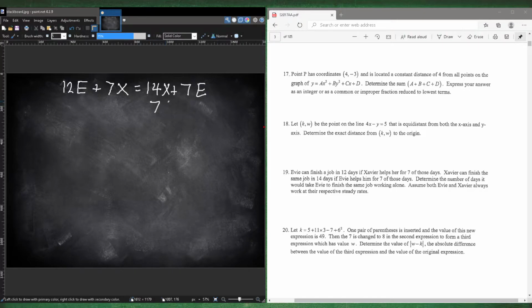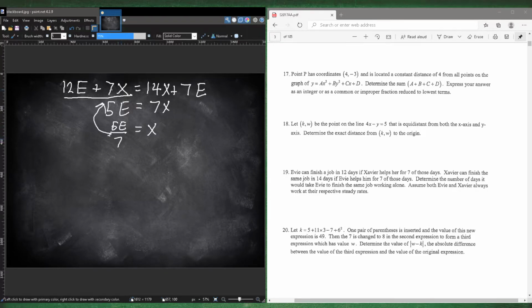So from here, that means 7x is equal to 5e. Since we want to find Evie, we have to put Xavier in terms of Evie, so that's 5e over 7. Then if we want to find Evie's time to finish, we just need to substitute in one of these equations. So let's just choose this one. I'm going to substitute my 5e over 7 for my x.